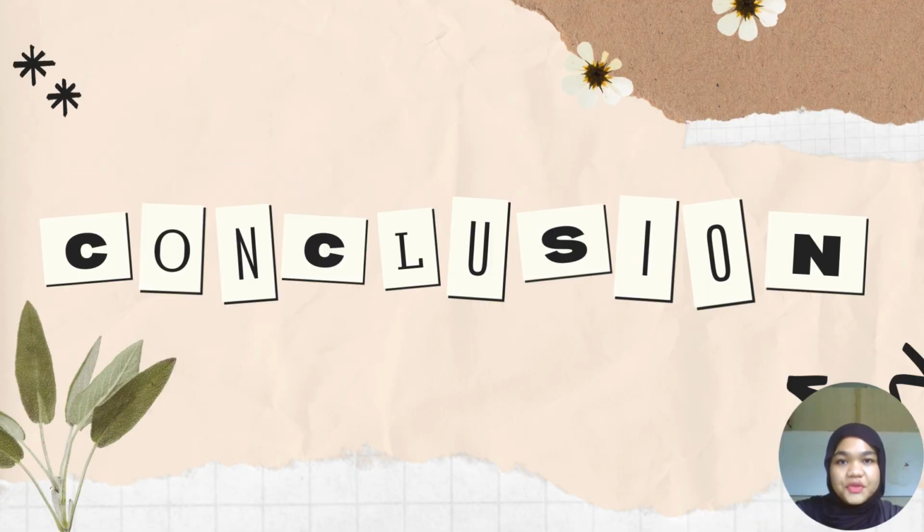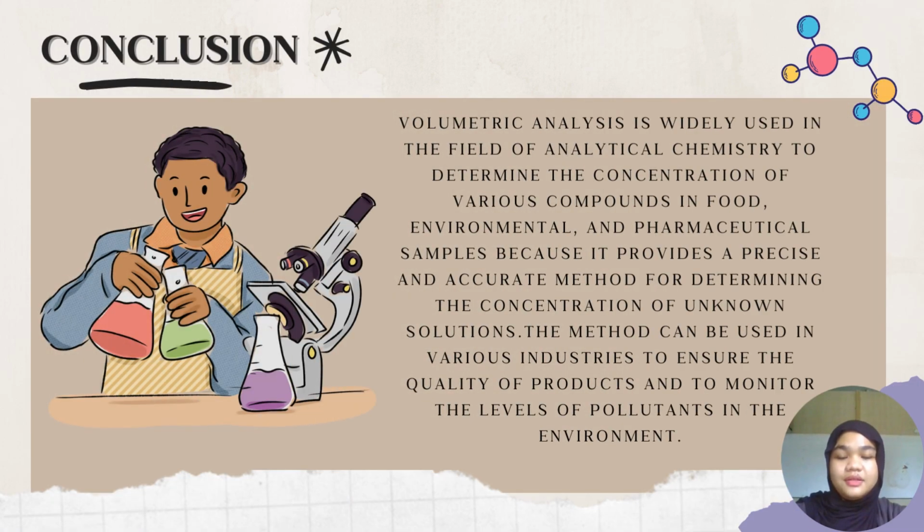Next is the conclusion. Volumetric analysis is widely used in the field of analytical chemistry to determine the concentration of various compounds in food, environmental, and pharmaceutical samples because it provides a precise and accurate method for determining the concentration of an unknown solution. The method can be used in various industries to ensure the quality of the products and to monitor the levels of pollutants in the environment.